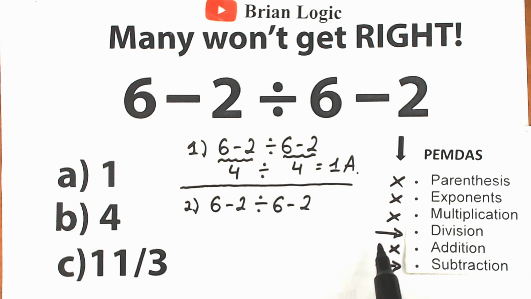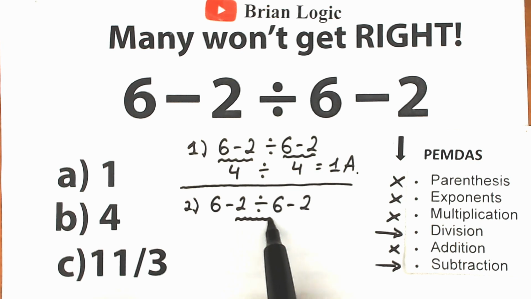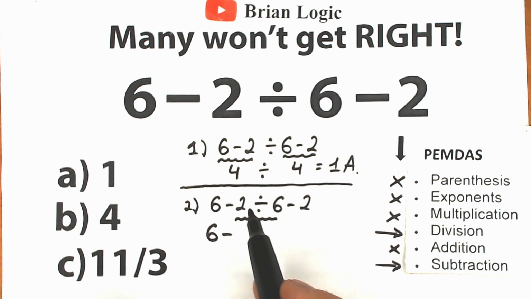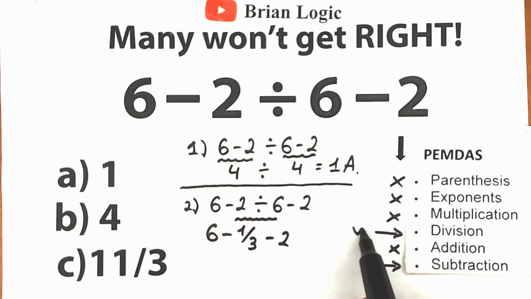So we should divide first. Where do we have this division sign? We have it right here in the middle, and we apply this division only to these two values, 2 and 6, okay? So we have 6 minus 2 divided by 6, let's write it as a fraction: 2 over 6, which is 1 over 3. So we have 6 minus 1 over 3. We complete this division part, and the last step is the subtraction part.